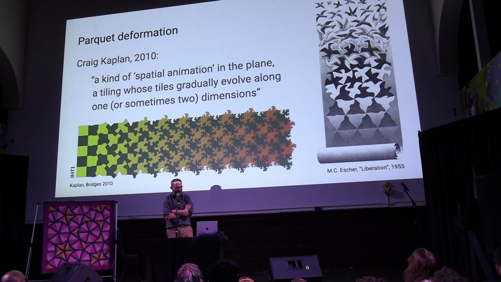Craig Kaplan is very active in the computer graphics community. He has a great quote defining parquet deformations. He says they're a kind of spatial animation in the plane, a tiling whose tiles gradually evolve along one or sometimes two dimensions. So here's one example from Kaplan, and here's one example from Escher.